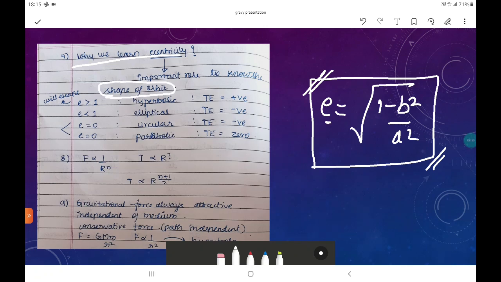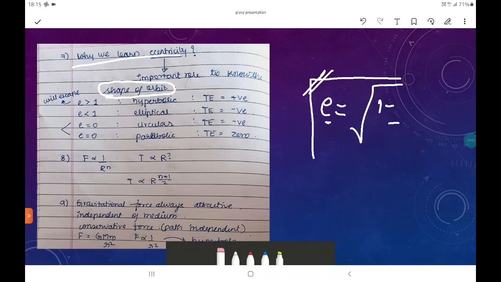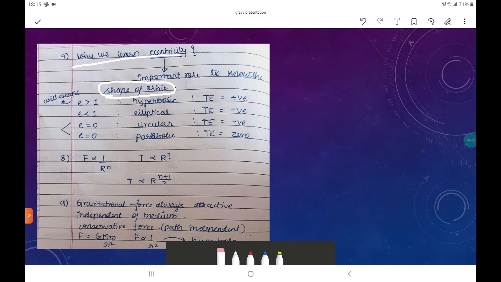Whatever the e value you get, with that you can tell the shape of the orbit in which the planet or planetary body is revolving. e is equal to under root 1 minus b square upon a square. No need to remember, just for an idea I am telling you this. If you get e greater than 1, and your total energy value is positive, then the path is hyperbolic. If you get e less than 1, which is what is in our syllabus, and your total energy value is negative.